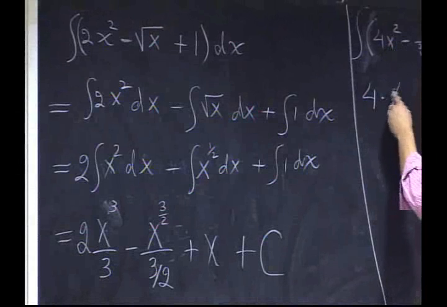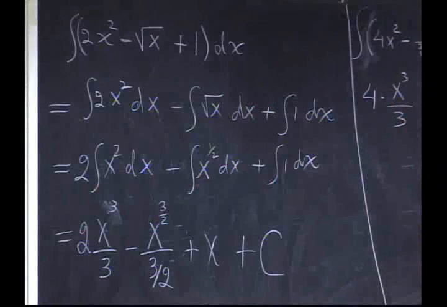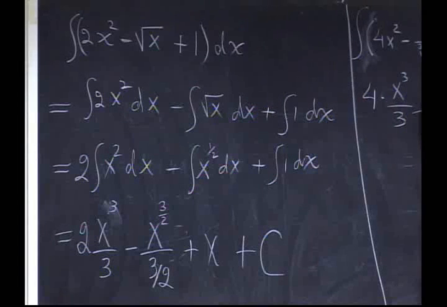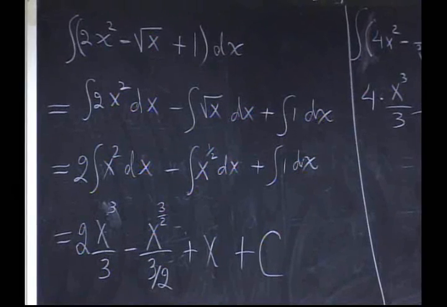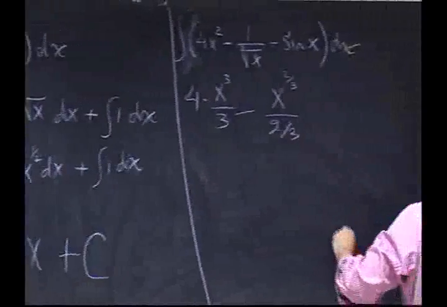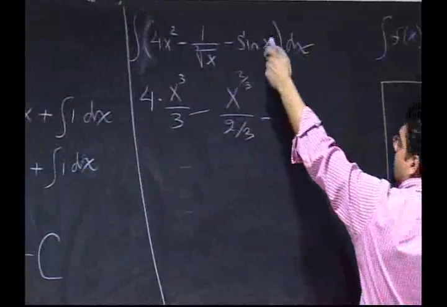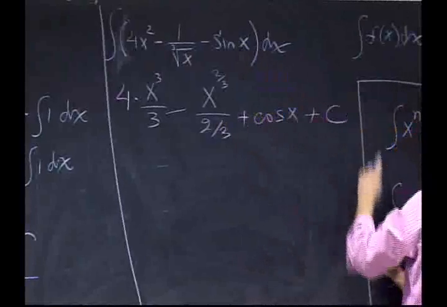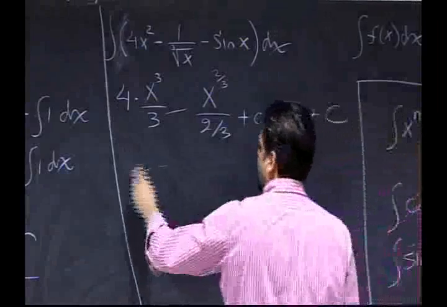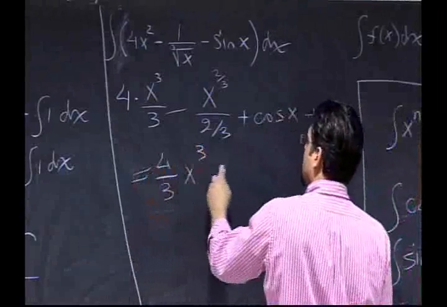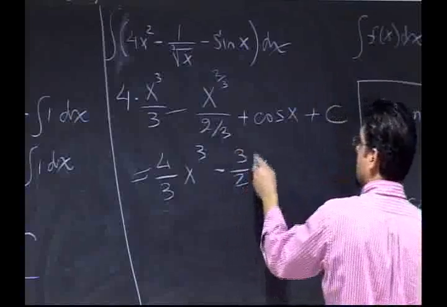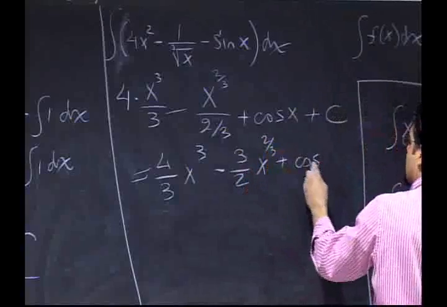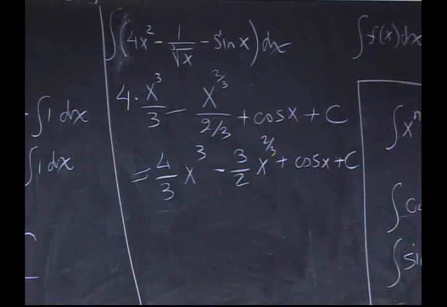The antiderivative of x squared is x cubed over 3, minus, this is just x to the negative 1/3, right? So if you add 1 to it, you get 2/3 divided by 2/3. Minus the antiderivative of sine x, which is negative cosine x, so you get plus cosine x here. Perhaps a nicer way of writing this would be 4/3 x cubed minus 3/2 x to the 2/3 plus cosine x.